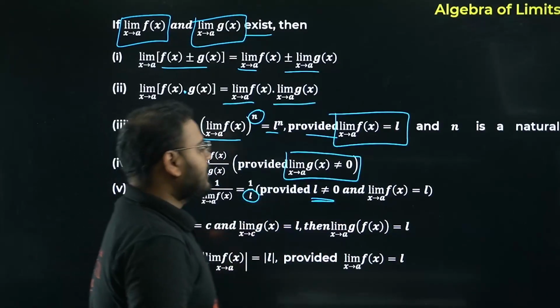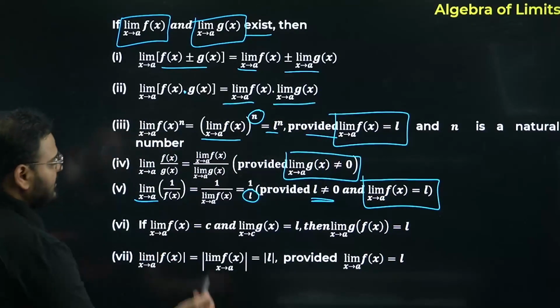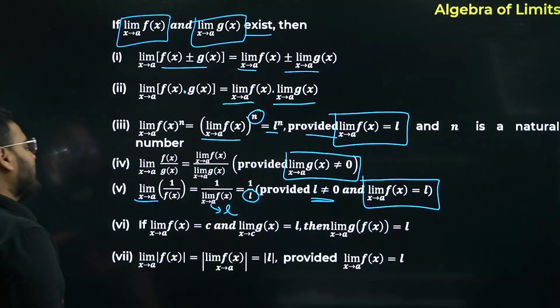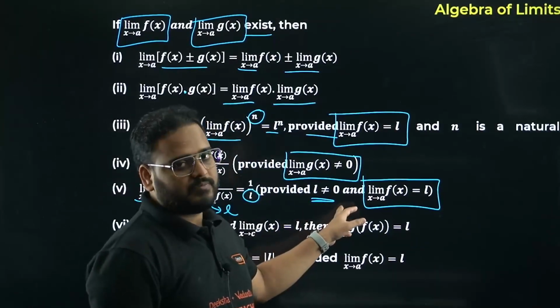Limit of 1 upon f(x), same thing we can do, provided this is again non-zero. What is L, bacha? The denominator part is L. Simple things are there. The limit of f(x) at point a is nothing but L. L cannot be 0, otherwise not defined.